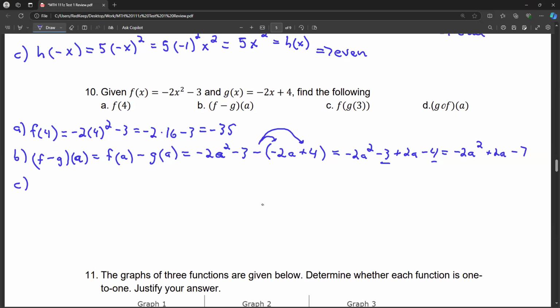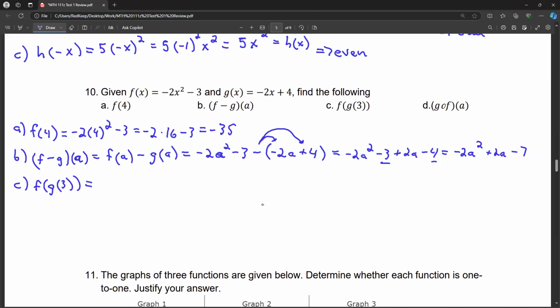On to part C. This one, it looks like, is indeed a composite, right? F of G of 3, right? So what we want to do is look on the inside of this first. What they're asking of us is to take whatever the result is when we plug in 3 into the G function, and we're going to take that result and plug it into our F function.